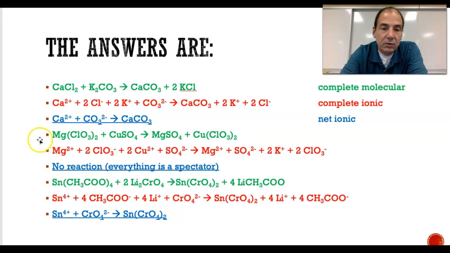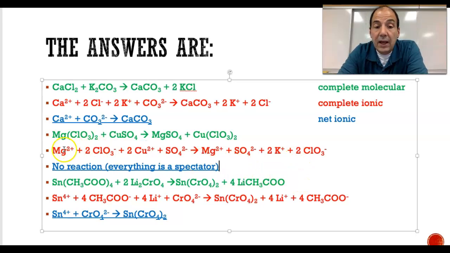So everything dissociated. Here is my complete ionic equation. This thing is going to conduct electricity very well. But that means that there really is no reaction because everything is a spectator. I would cross out everything. There's no reaction. If I mix these 2 solutions, nothing happens. Okay? So when we say no reaction here, we're saying that nothing is going to actually happen.